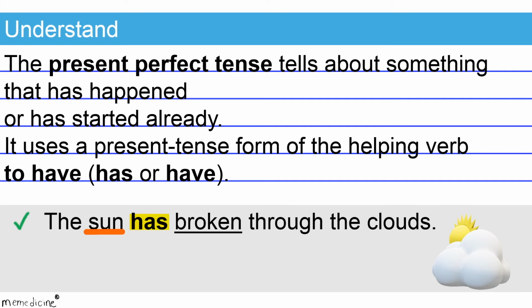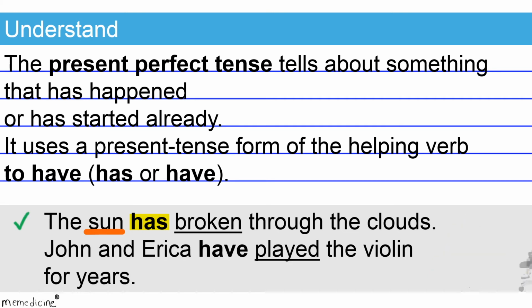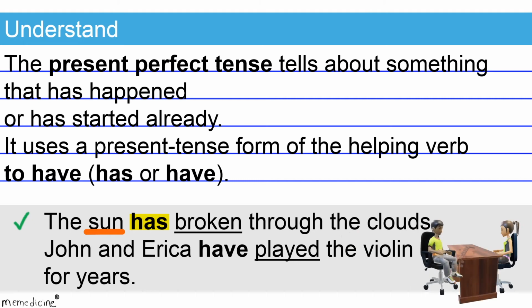Now check out another example. John and Erica have played the violin for years. Note here that have is the present tense form of the verb to have that is paired with I, you, we, and all plural subjects. Here, our plural subject is John and Erica. So the present perfect tense have played correctly corresponds to its plural subject, John and Erica.